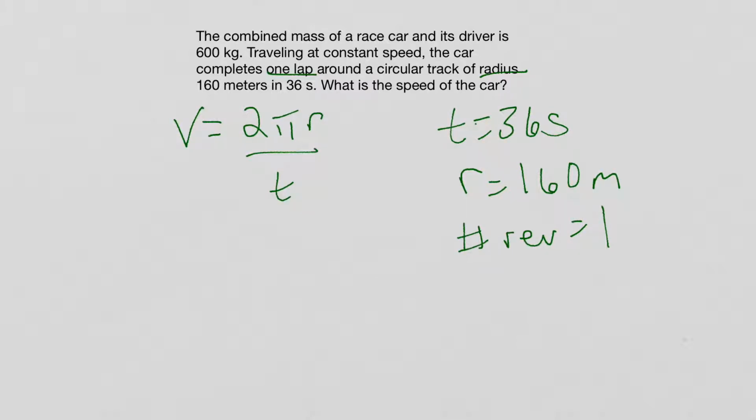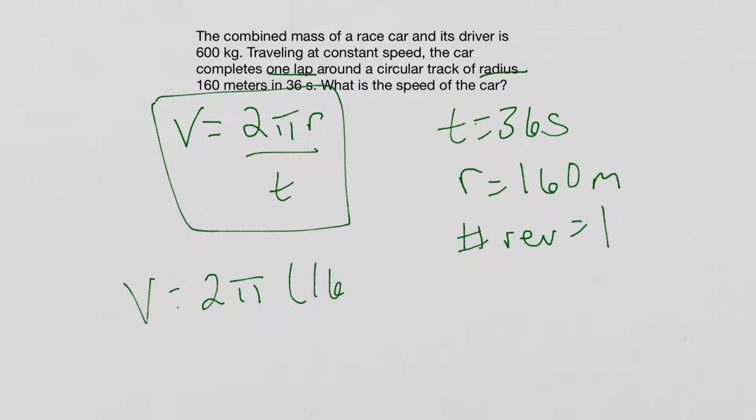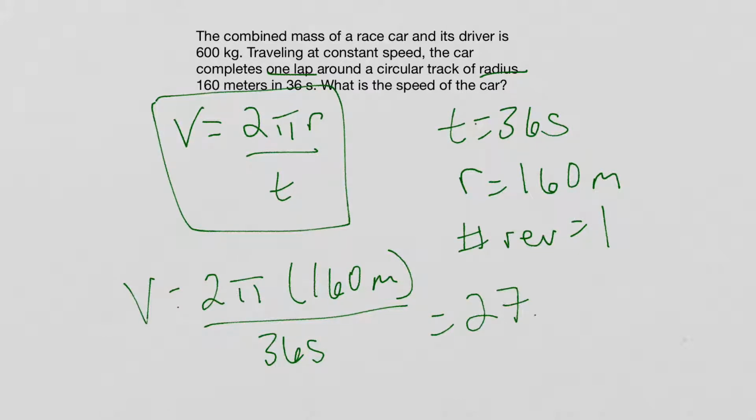And so from there we can find this speed. So it's just v equals 2 pi times 160 meters divided by 36 seconds, and that gives us 27.9 meters per second.